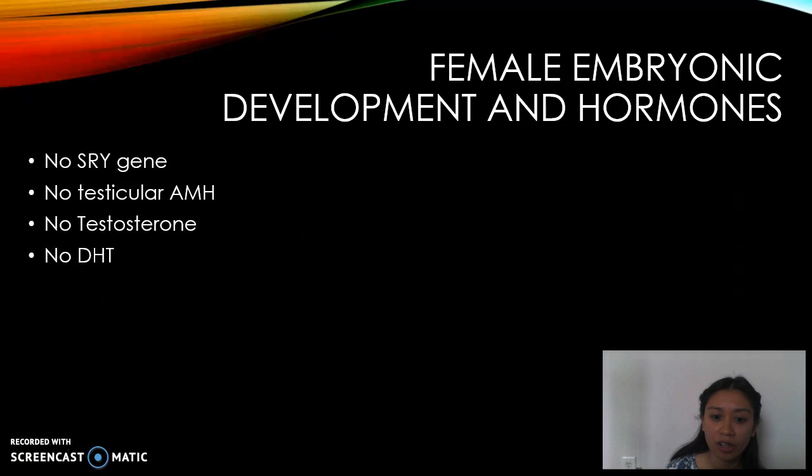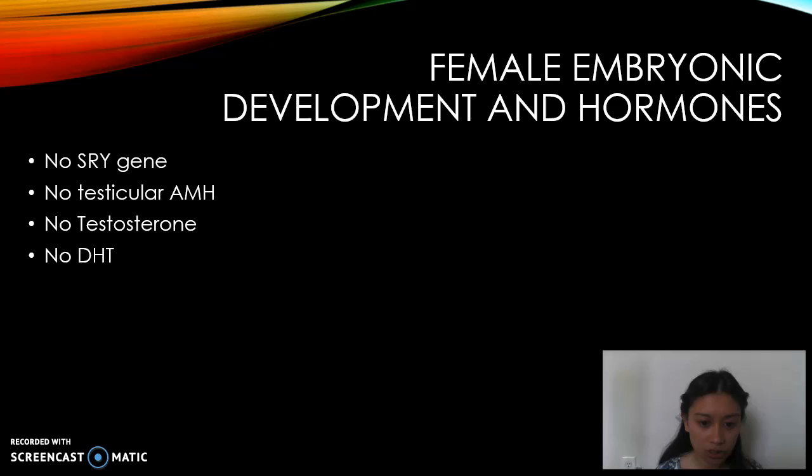Now onto the female embryonic development. So an individual will become female if basically there are things missing that cause the individual to become male. So if they don't have the SRY gene, if there is no testicular AMH, if there is no testosterone, and if there is no DHT, the individual will become female. If there is no SRY gene, the cortex of the bipotential gonad will develop instead into ovarian tissue. If there's no testicular AMH, the hormone, the Mullerian ducts will develop into the upper portion of the vagina, the uterus, and the fallopian tubes.